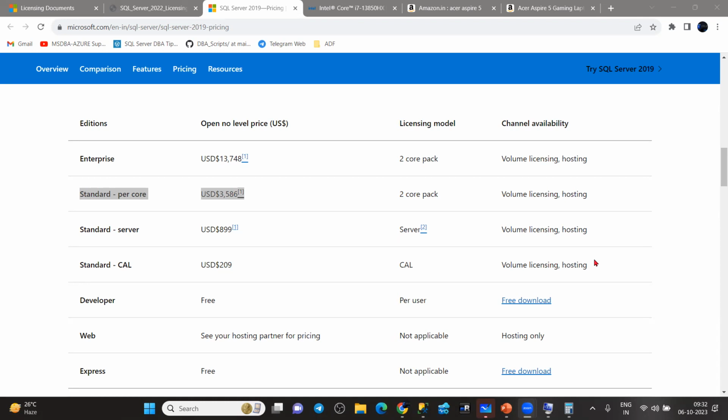Understood, everyone? I will show you, sir, how the license key looks like.